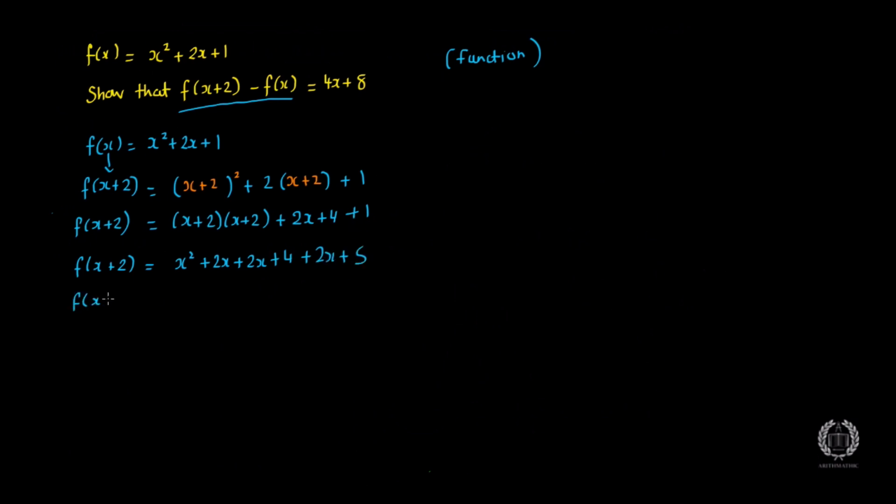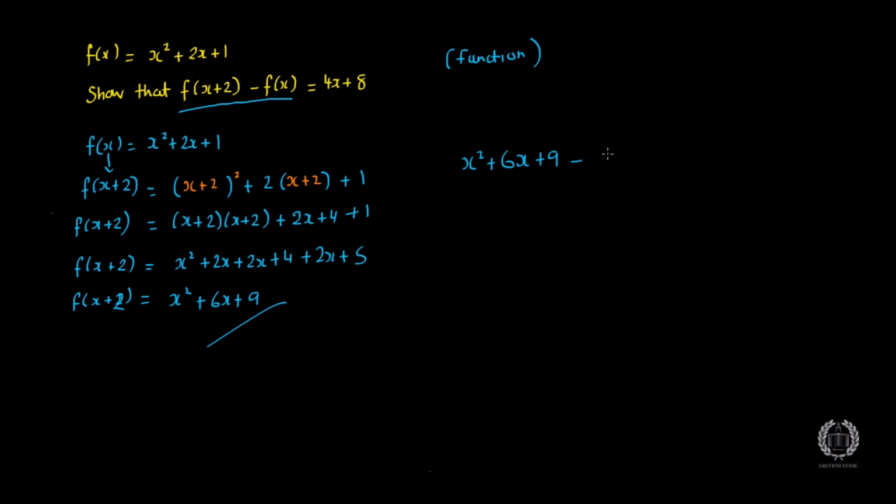So now if we were to simplify all of this, f of x plus 2 is going to be x squared, 2x plus 2x is 4x, 4x plus 2x is 6x, and then 4 plus 5 is 9. That is my f of x plus 2, and that is a 2 and not a 1. Now if you look at this, we have f of x plus 2 minus f of x. So instead of writing f of x plus 2, we can write what we found, which is x squared plus 6x plus 9, minus, what is your f of x? It's given in the question.